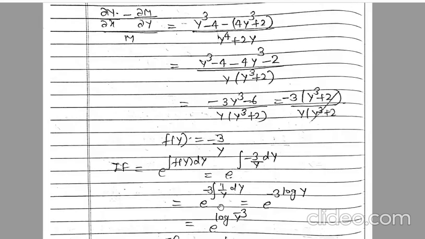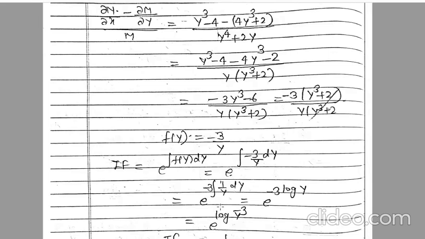So your fy is minus 3 upon y. Now you can calculate your integrating factor. So your integrating factor will be e to the power log y to the power minus 3. That means that value will be 1 upon y cube. So you will get the integrating factor as 1 upon y cube, right?